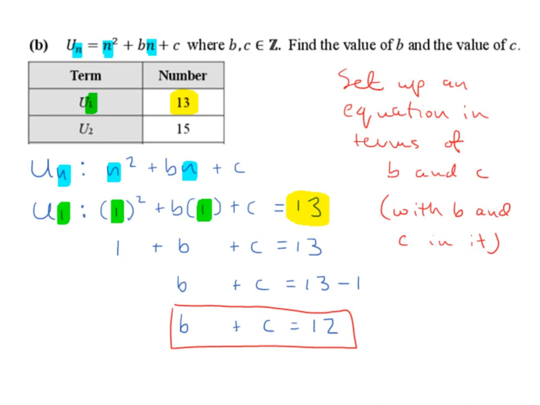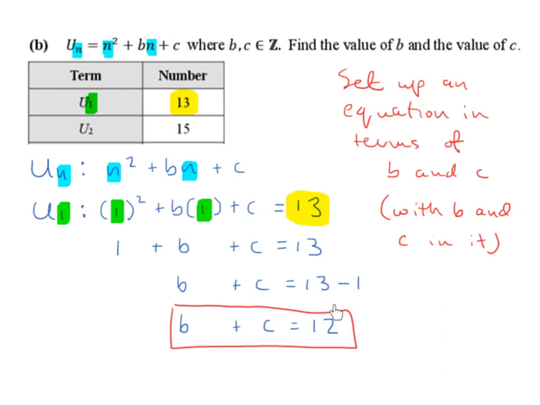Next, we want to get the B and the C on the left, so we want to get all the letters on the left and the numbers on the right. So we need to grab hold of this 1 and bring it over the equal sign, and it becomes minus 1. Another way of looking at it is saying that we minus 1 from both sides. So we have B plus C is equal to 13 minus 1, which is 12.